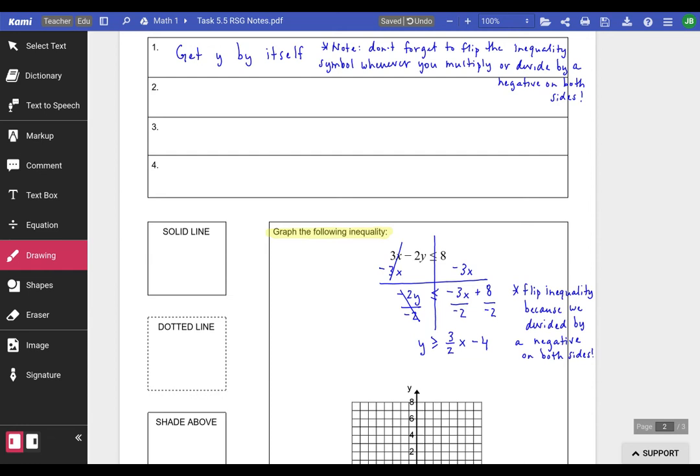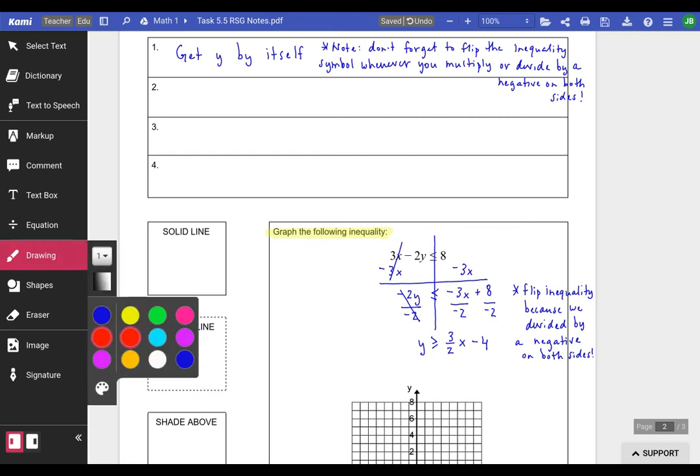We got y by itself. We remembered to flip our inequality symbol because we divided everything by a negative 2. So now we're on to step 2.